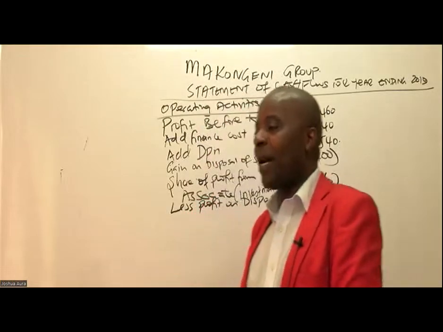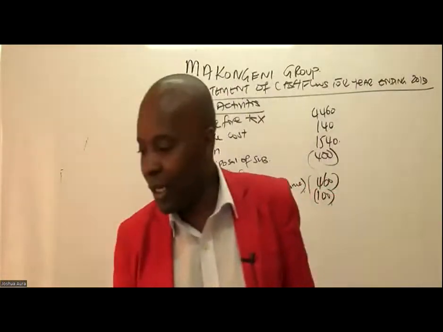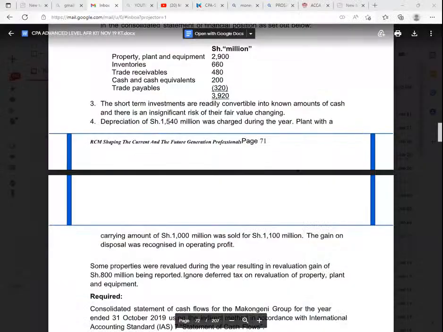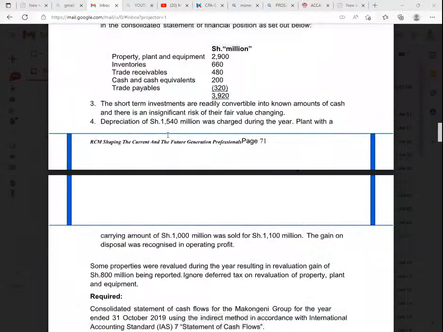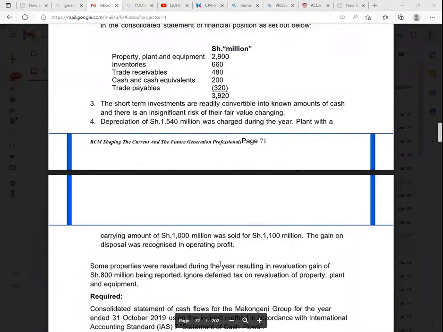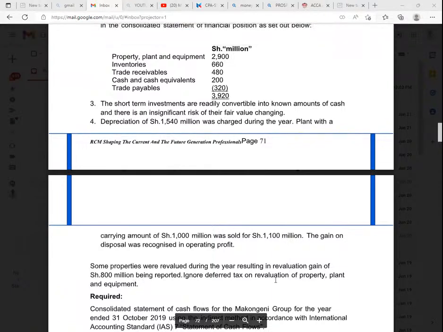Great. So come back here. Do we have any revaluations? Because revaluations will normally affect us. You can see here some properties were revalued during the year, resulting in a revaluation gain of shillings 800 million being reported. Ignore deferred tax on revaluation of PPE.